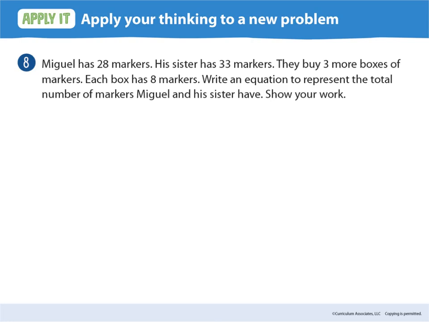So we've got Miguel here. He's got 28 markers. His sister has 33. And then they go ahead and buy 3 more boxes with 8 in each one. And we want to figure out the total number of markers. When we see that word total, we want to think it's going to be probably an addition problem, right? In some way, we're trying to total things up. We're getting a total.